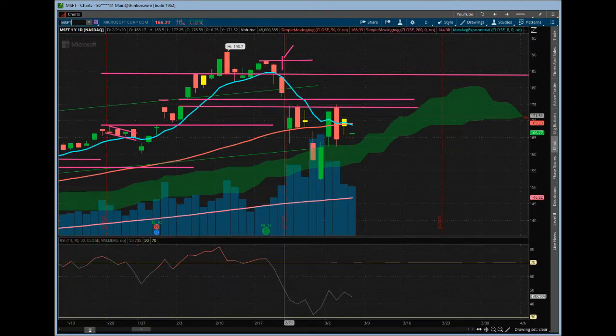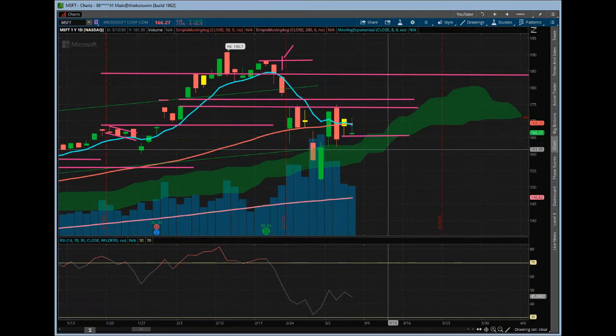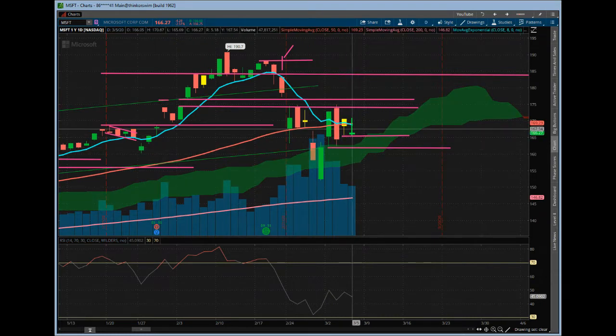Microsoft's been struggling a little bit, inside day, right? We got a Southern Doji today, so let's see how it handles that prior inside day low right there. And you got these tweezer bottoms right here too, which is kind of right at the bottom of the channel. So if that holds, right, we might start to see Microsoft get some strength off of that.